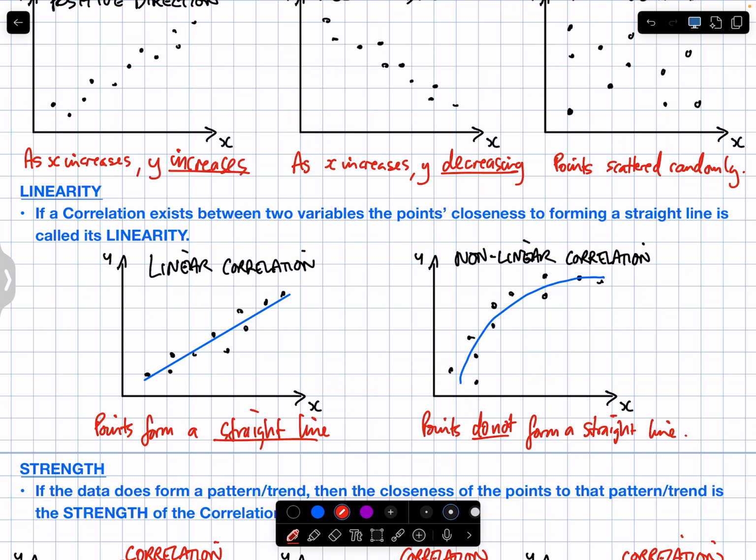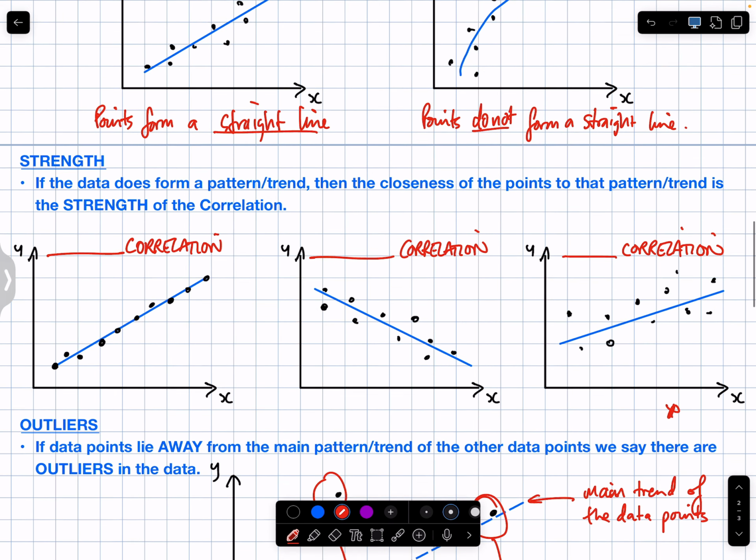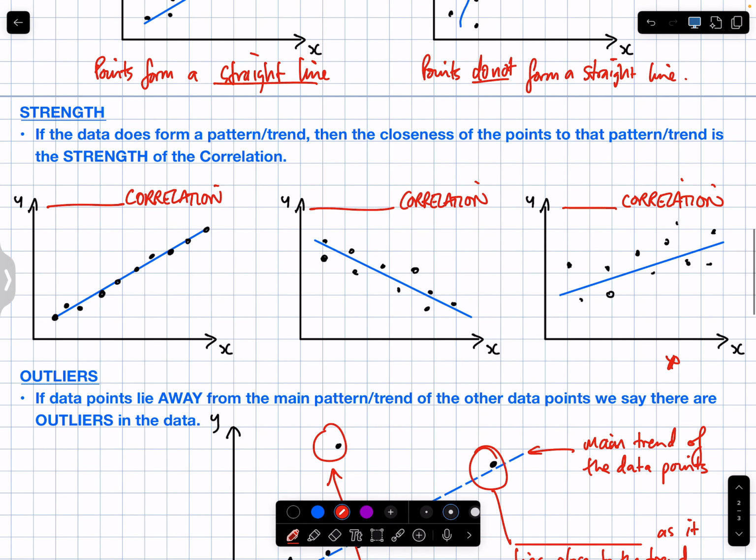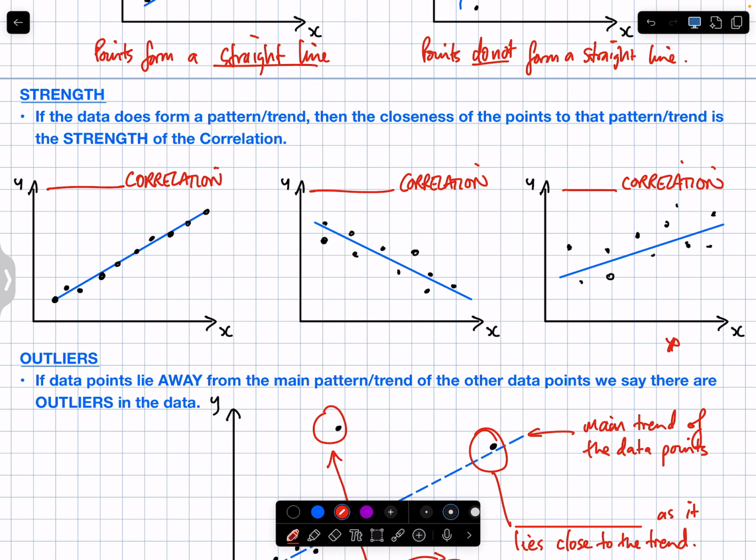That's the second characteristic. So what have we done? Direction, linearity. The next is strength. If the data does form a trend, so it's not just randomly all over the place, if it's making a shape, the closeness of those dots to that shape is the strength of it. So how would you describe, are those dots really close to that straight line shape? So we would say that's strong.